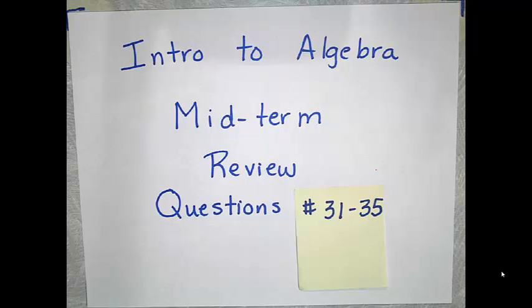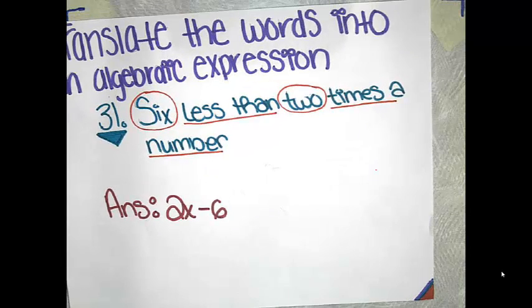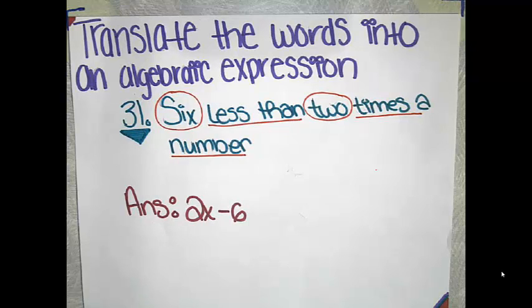Intro to Algebra, Midterm Review, questions 31 through 35. Question 31. Translate the words into an algebraic expression. 6 less than 2 times the number. The answer is 2x minus 6.